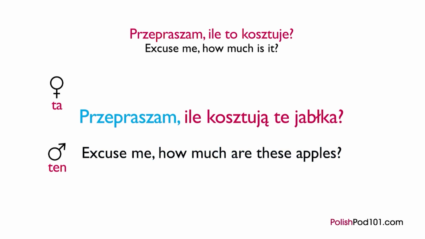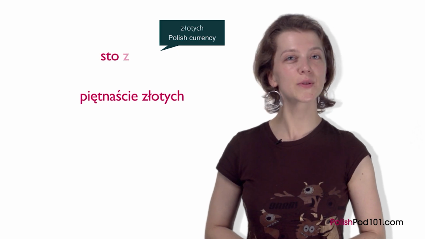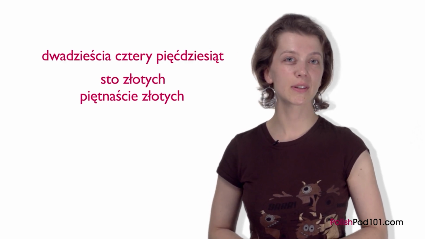Przepraszam, ile kosztują te jabłka? At this point, the shop clerk will usually answer by saying just the price of an item. For example, 15 złotych, 100 złotych, or 24,50. What number is 15? Do you remember? Of course, it's 15.